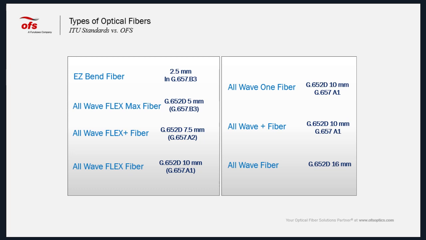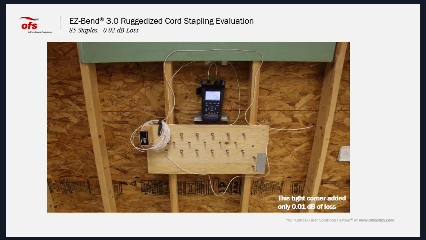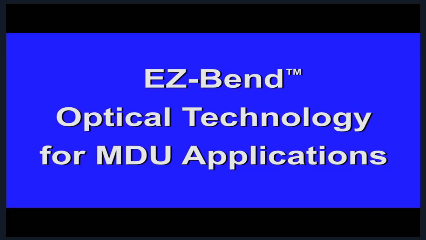So those kinds of fiber are very useful, especially for environments where we have different obstacles to make the installation or to connect the customers. You can see here an example of a 3 millimeter ruggedized cord using EZ Bend fiber, the one that allows 2.5 millimeter as a bend radius. The experimentation is 85 staples and the loss we got is only 0.02 dB. If we do that with a standard single mode optical fiber, we will lose the signal at the first stapling. I have here a video that I will share with you that shows this experimentation in a live demo.